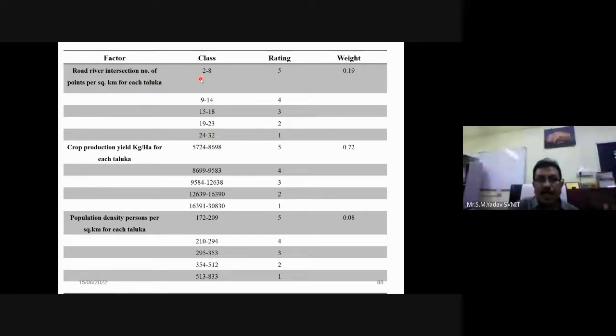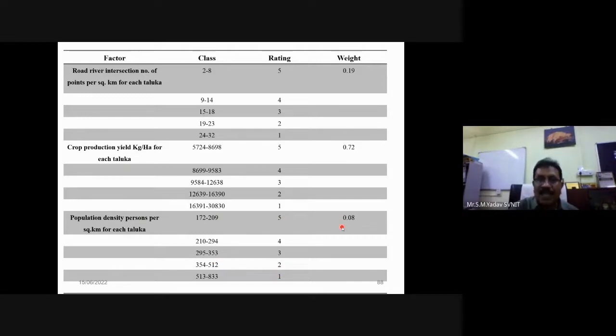An area that is very close to the river will be highly vulnerable to floods, so a value of 5 is given here. While an area which is far away from the river is less vulnerable to flood, so a value of 1 is given. Similarly, for crop production, you will see the crop production yield in kg per hectare for each taluka, and the ratings are given accordingly. For population density, the ratings are given accordingly and the weights are given.